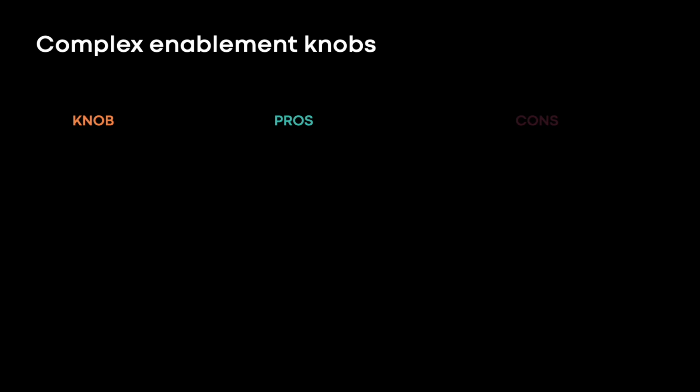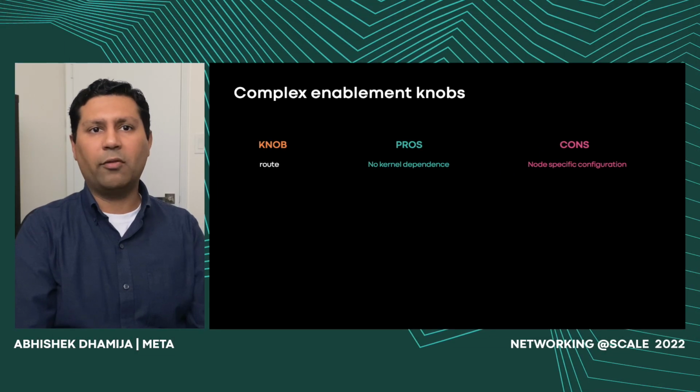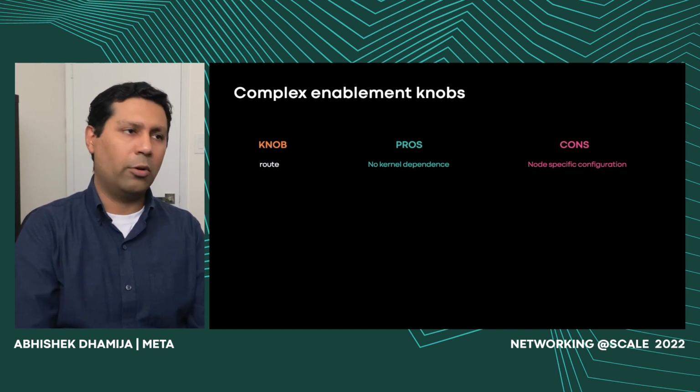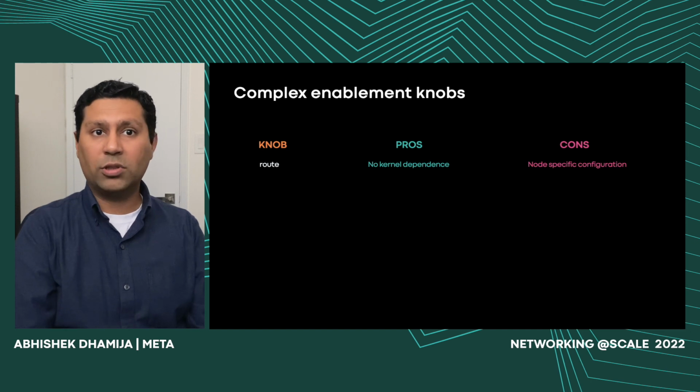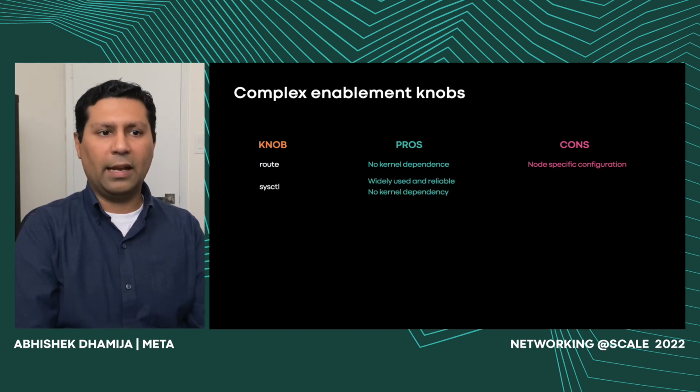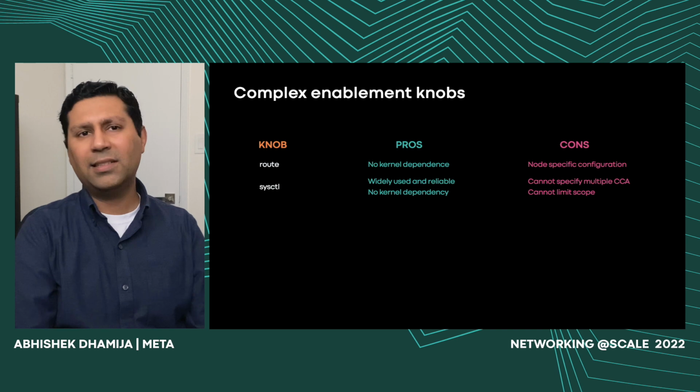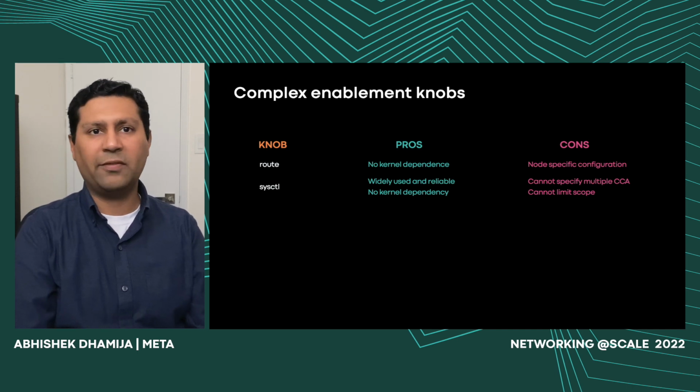Now, supporting multiple congestion controls in the fleet brings complexity in how we can enable it. We had a few choices on how we wanted to enable DC-TCP. Let's review them. The first one was using route, where we need to program node-specific routes for choosing DC-TCP for all intra-region routes. This was difficult to do because it would have required us to implement host-specific configuration. Another approach was using sysctl, but sysctl does not support specifying multiple congestion control at the same time.